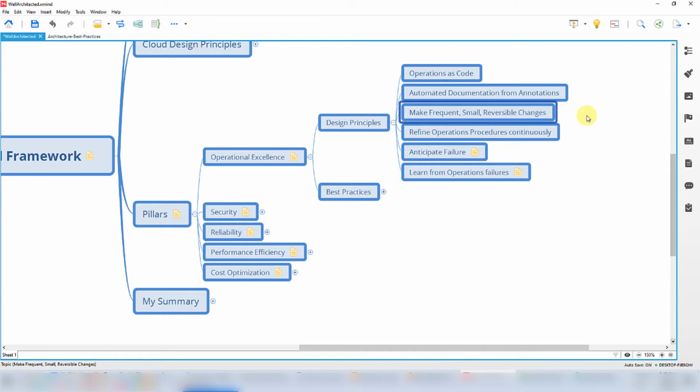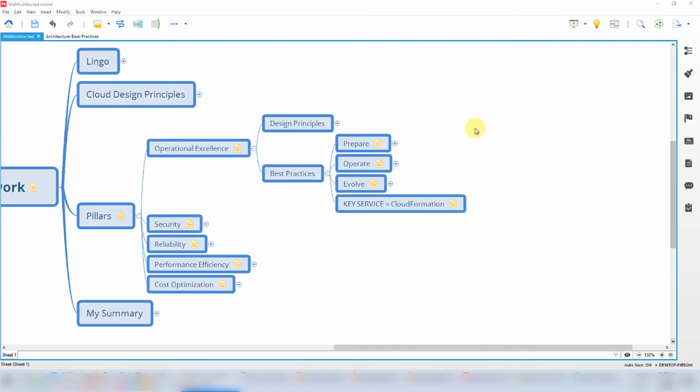When you change anything in production, make small reversible changes more often than big bang changes. These big changes have a higher risk of disrupting user experience and disrupting the business. Operations procedures, you should look at continuously refining them and making improvements wherever possible. Always anticipate failure, test failure scenarios, and the response procedures. And whenever there's a failure, learn from it. Conduct postmortems and understand what went wrong and how to prevent it in the future.